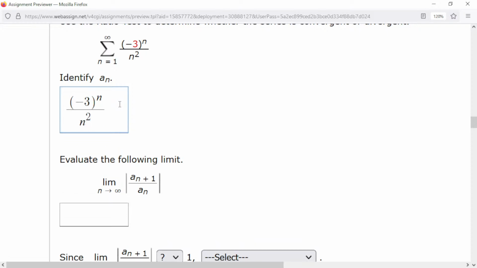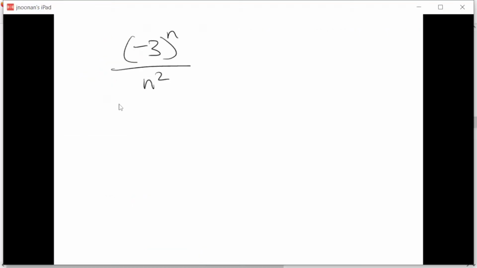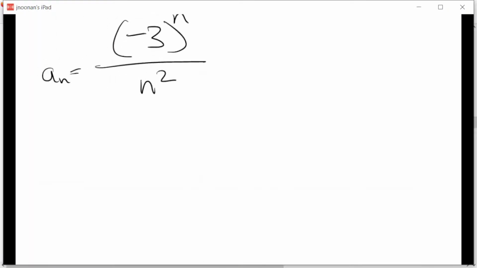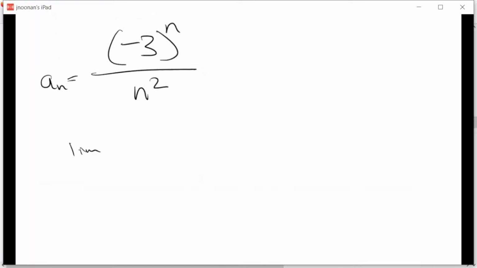The next thing, what is the limit? Well, here we actually have to do some work. So we will go find some place to do our work. And I'm just going to copy this, and then we will do it. Okay, so this is A sub n. And what we're doing is we're going to do the limit as n approaches infinity of A sub n plus 1 over A sub n.